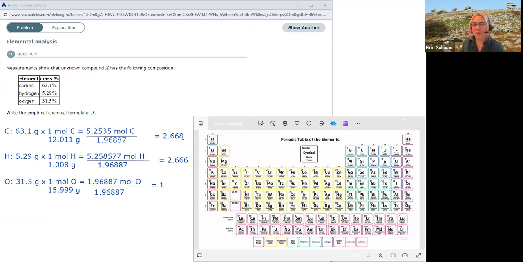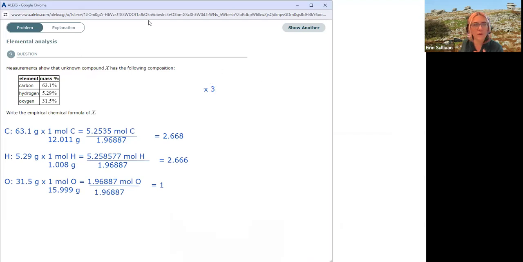So how am I going to get 2/3 to be a whole number? I'm going to have to multiply it by 3, because if I multiply 2.668 times 3, that's going to give me 8, okay? Because it's a 2/3, truly the same as it's 1/3. So I'm going to multiply all of them by 3. So 2.668 times 3 is going to be 8. 8 to 3. That is a real nice, tricky empirical formula.